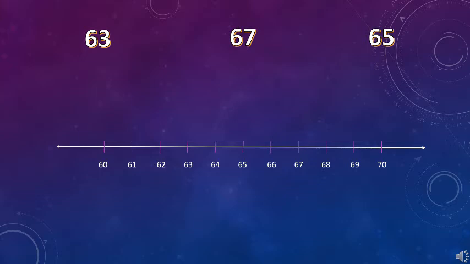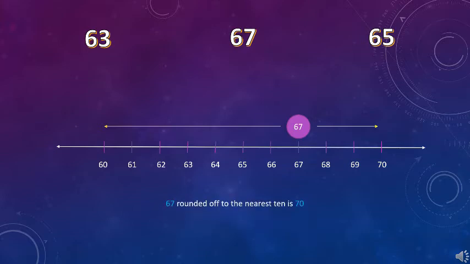Now let's round off 67. 67 lies between 60 and 70. Also, 67 is nearer to 70 than to 60. Thus, we round off 67 to 70. Also, 70 is the multiple of 10. Hence, 67 rounded to nearest 10 is 70.